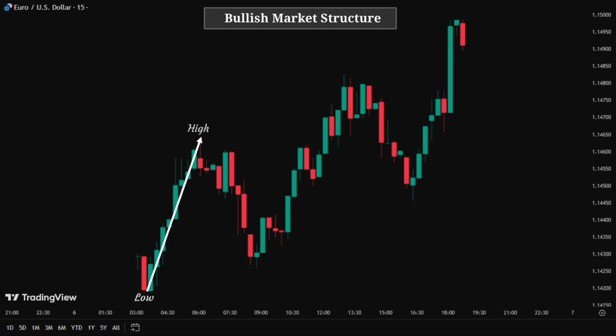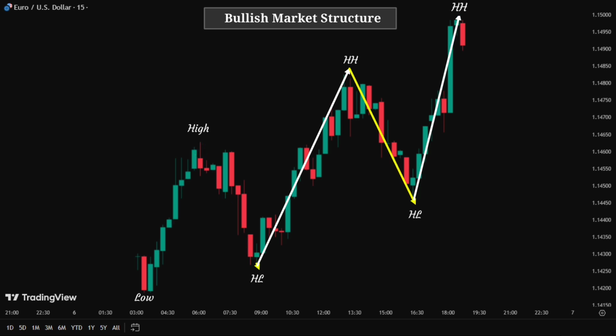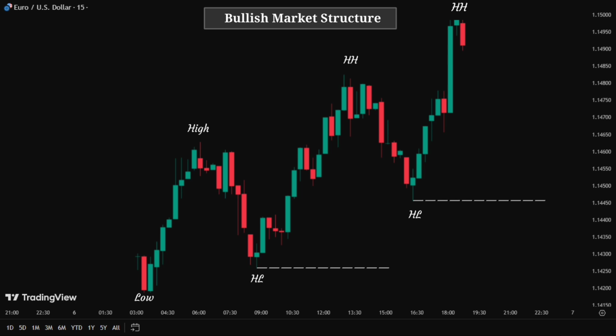It pushes up to a new high, pulls back to form a higher low, and then pushes up again to an even higher high. This cycle repeats as long as the trend is intact. The higher low is the most important part of bullish structure. As long as each pullback stays above the previous low, the structure remains bullish. Buyers are defending their positions. Every dip is being bought. The market is healthy, and the trend is continuing.